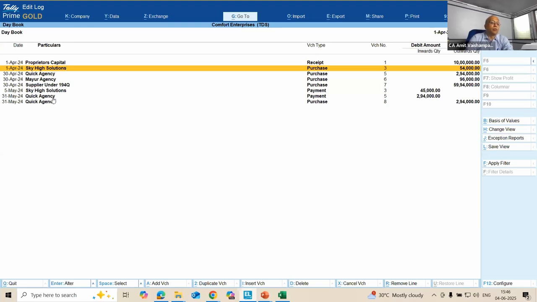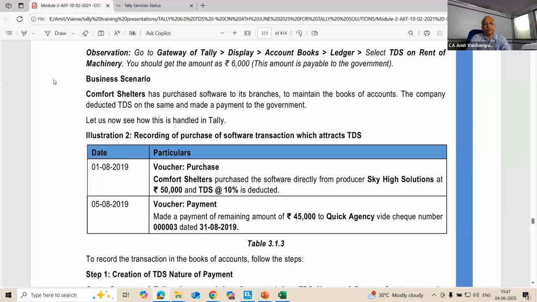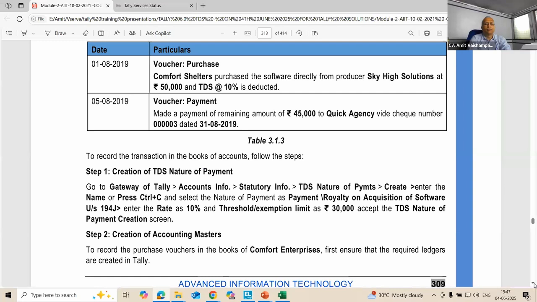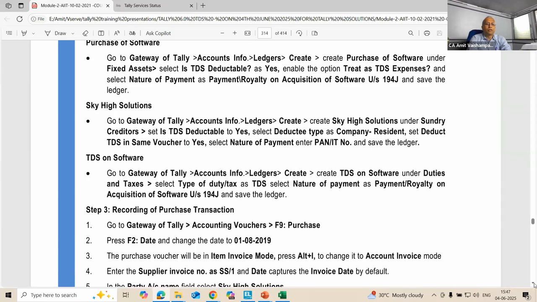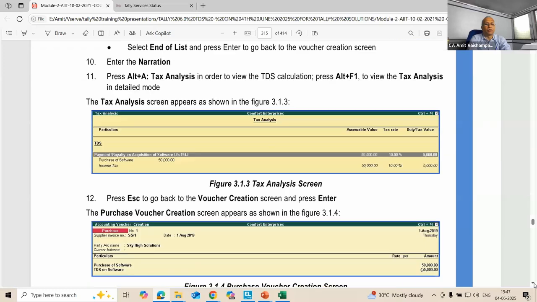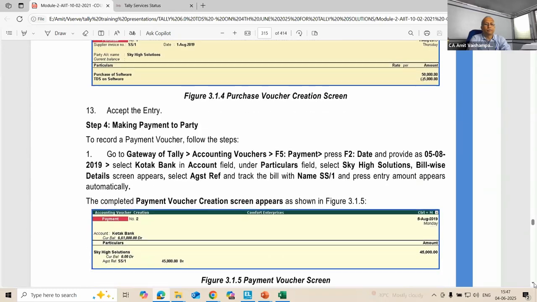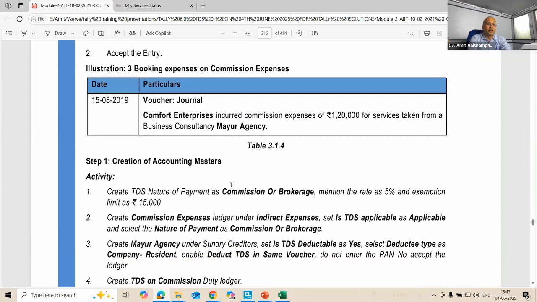Now we are creating one more transaction by the name Mayur Agency. While doing this transaction of Mayur Agency, which is a commission type of transaction, this is the same activity. The third type of transaction is a commission type of transaction. Again, it is insisting for a journal entry here.